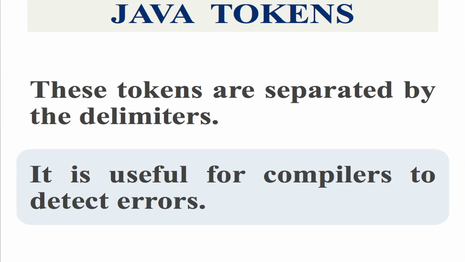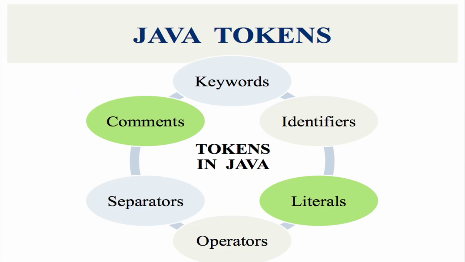These tokens are separated by delimiters. Each and every token of any Java program is separated by delimiters, which many times helps the compiler to detect errors. So these are the benefits of Java tokens. The different Java tokens are comments, keywords, identifiers, literals, operators and separators. They all are part of Java tokens, so everything comes under Java token.